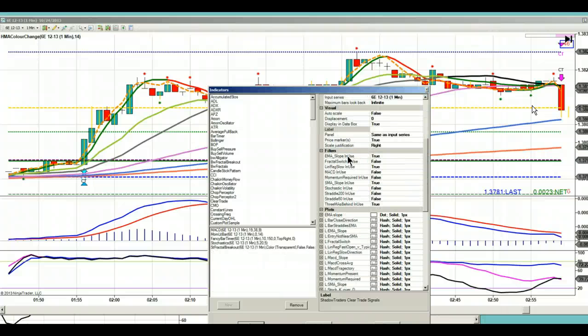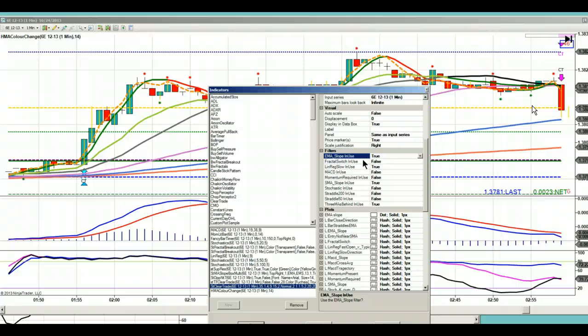Like you can decide whether you want the EMA as a filter. Do you want the fractal switch in use? Do you want the Linreg? And I've already set it to my favorite indicators. I've only got four that I'm using in these equations: the 3 moving averages, the slope for the SMA, the Linreg, and the EMA slope.